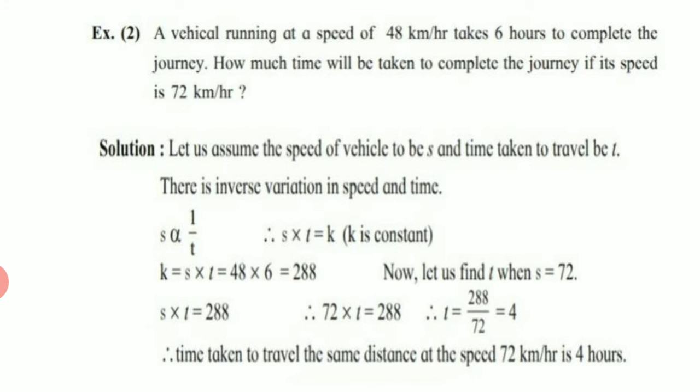Now, let us find t when s is equal to 72. S into t is equal to 288. Therefore, 72 into t is equal to 288. Therefore, t is equal to 288 upon 72 is equal to 4. Time taken to travel the same distance at the speed of 72 km per hour is 4 hours.